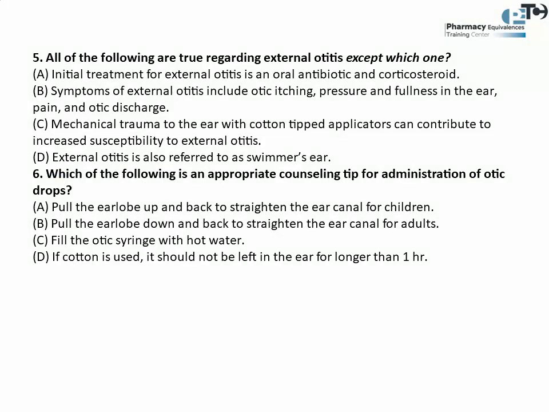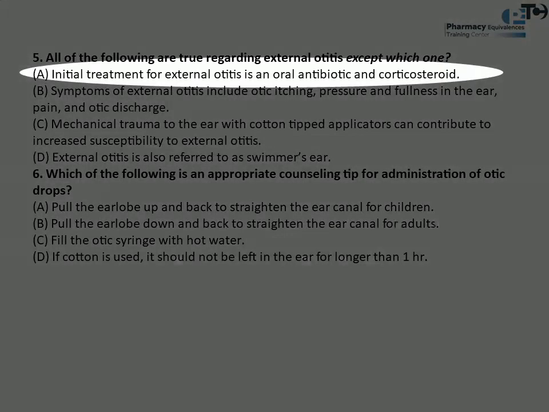5. All of the following are true regarding external otitis except which one? A. Initial treatment for external otitis is an oral antibiotic and corticosteroid. B. Symptoms of external otitis include otic itching, pressure and fullness in the ear, pain, and otic discharge. C. Mechanical trauma to the ear with cotton-tipped applicators can contribute to increased susceptibility to external otitis. D. External otitis is also referred to as swimmer's ear. The answer is A.